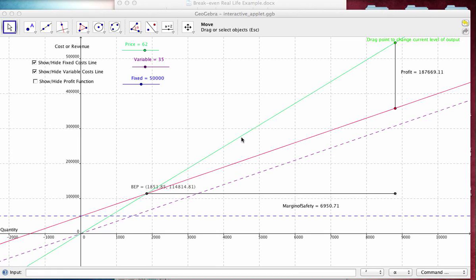Today I will be talking about break-even. First of all, break-even is a term used to describe the state of a business where the total costs equal total revenue. As a result, the business neither makes a profit or loss.